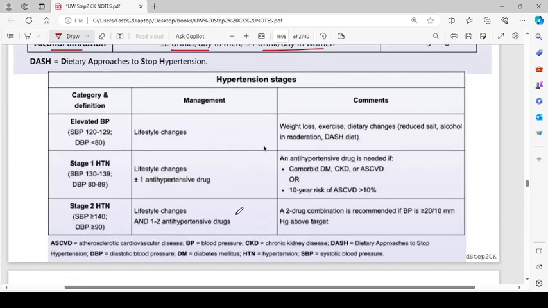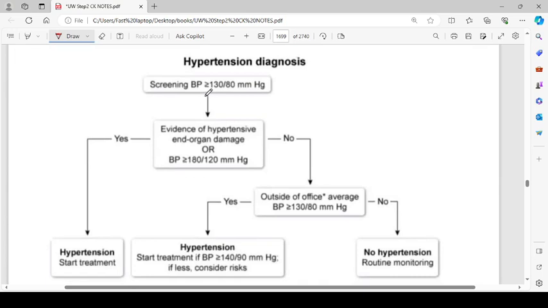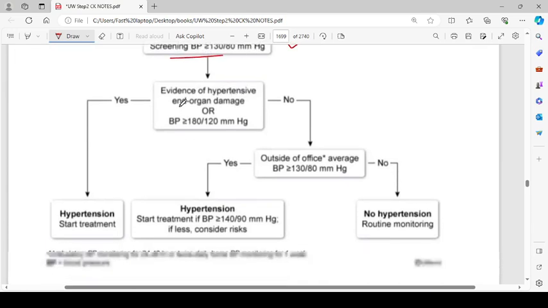Hypertension stages, again, we have talked about them. So moving forward. For the diagnosis of hypertension, screening blood pressure more than 130 by 80 millimeters of mercury. Evidence of hypertensive end organ damage or blood pressure of more than 180 by 120 millimeters of mercury. If yes, it is hypertension and start the treatment.